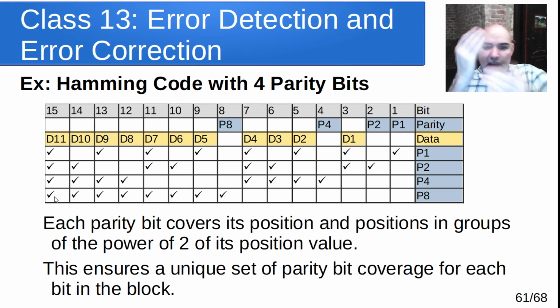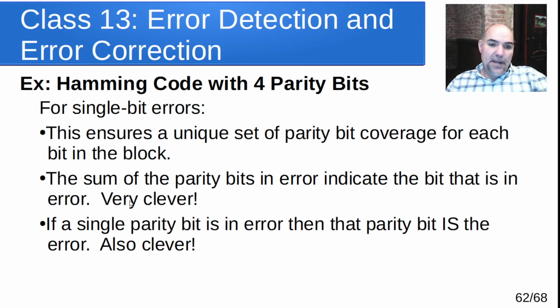And that kind of overlapping parity coverage ensures that there's a unique set of parity bit coverage for every bit in that block. Which means that if one of these bits is damaged and has the wrong value, we can tell which one it is because of the parity coverage. So for single bit errors, that arrangement ensures that a unique set of parity bits will cover each bit in the block. The sum of the parity bits in error indicates the bit that is in error. It's a very clever technique.